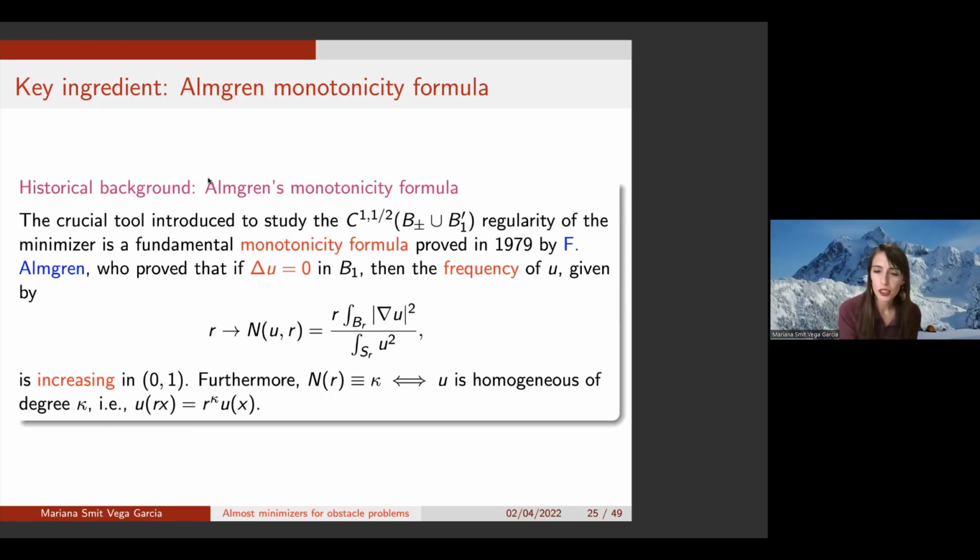Furthermore, this frequency will be constant if and only if u is homogeneous of degree kappa. It turns out that in this format, this is not true for almost minimizers or minimizers, but one can adjust this a little bit and obtain an almost monotonicity formula that happens to be extremely important, not only for the regularity results of a minimizer, but also in terms of classifying free boundary points. So you look at the limit of this function as your radius goes to 0, if you're looking at balls centered at different points on the free boundary, and that allows you to classify the free boundary points.